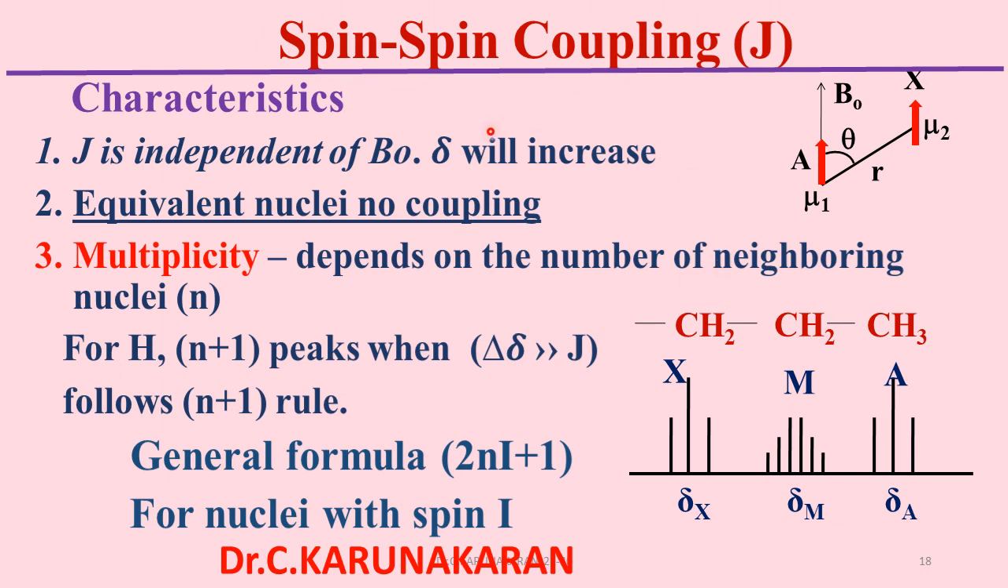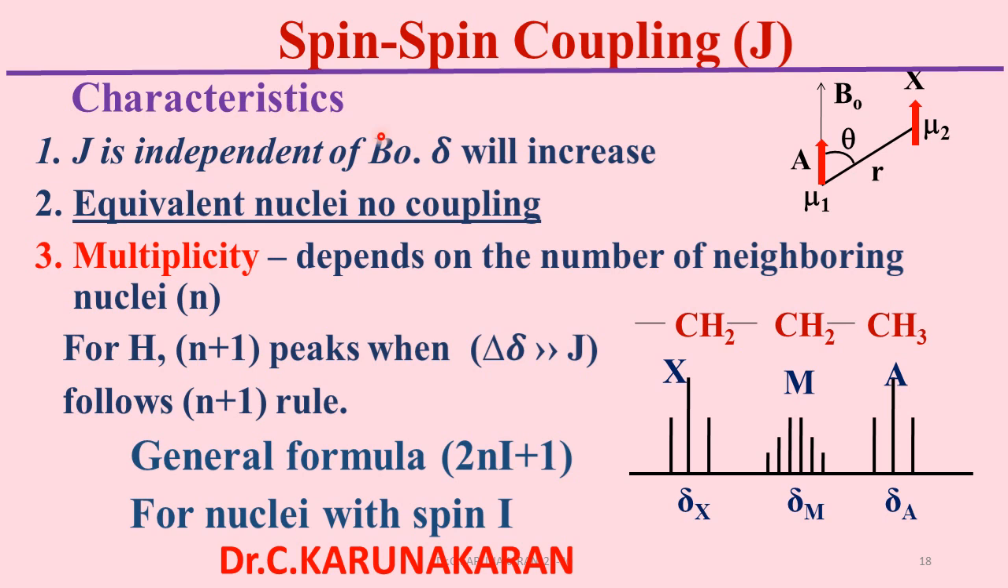What is the spin-spin coupling constant? It is represented by J. For example, let us consider a compound of AX type. There are two types of protons: an A proton with the nuclear magnetic moment mu1, and an X proton with the nuclear magnetic moment mu2. Spin-spin coupling occurs due to the coupling between the magnetic moments of A and the magnetic moments of X.